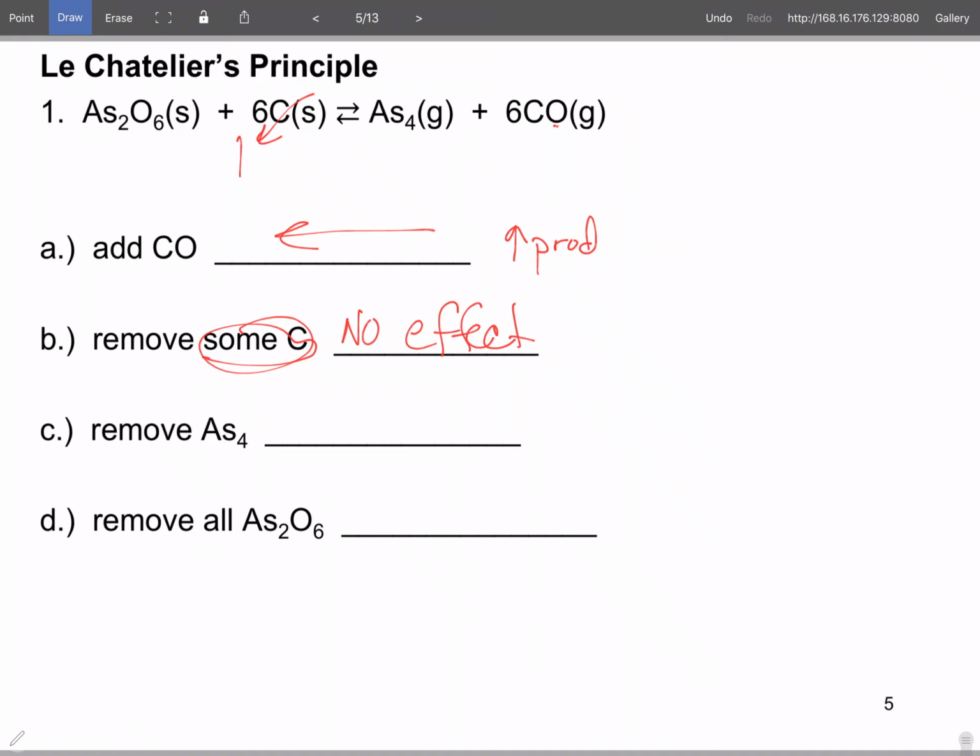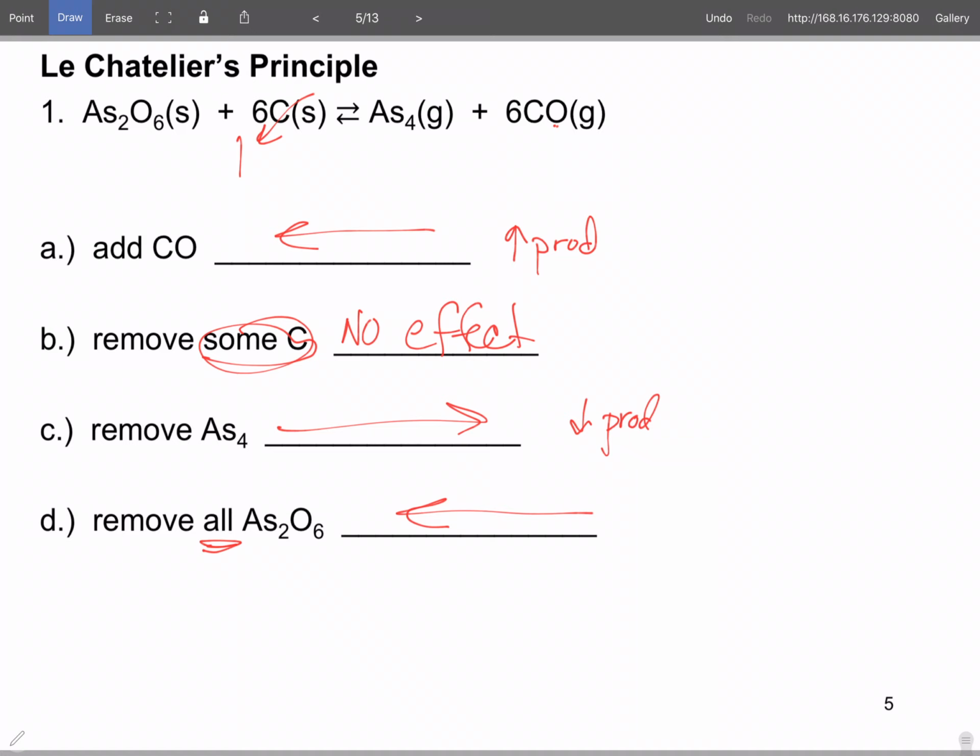It drops out. Okay, we're going to remove the arsenic. So basically, we're decreasing the product. So again, if you take it away, you're going to replace it. And then in this particular case, we're going to remove all of the As2O6. So we have to have some of the solid. It's a reactant, so it's going to shift back to the reactant side.